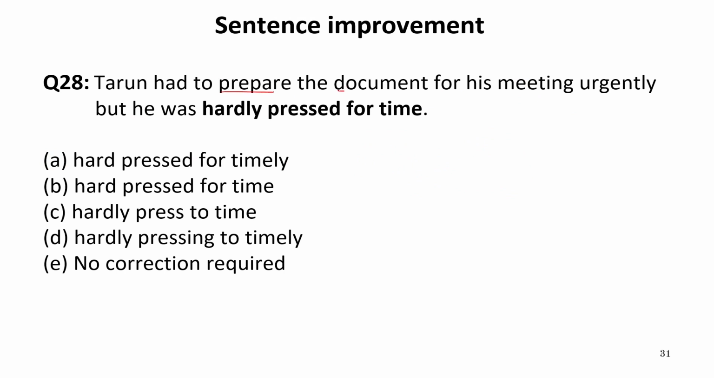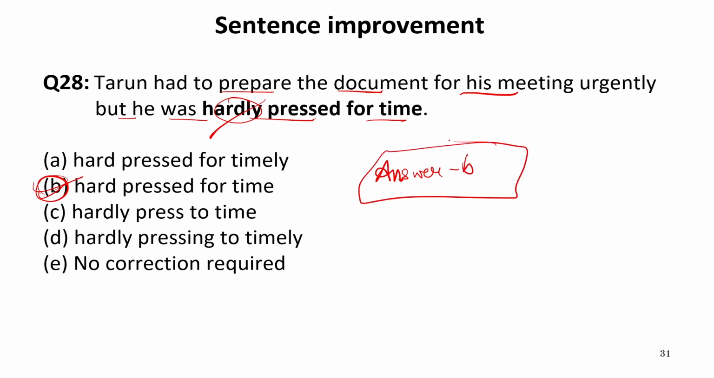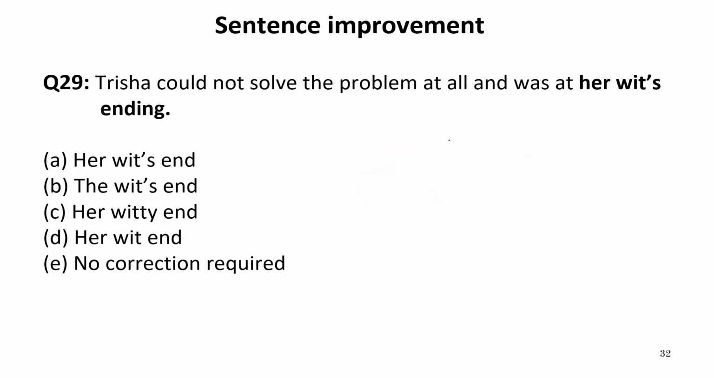Tarun had to prepare the document for his meeting urgently, but he was hardly pressed for time. It is not hardly pressed, it should be hard pressed. So let us see hard pressed for time. So our answer is B. Hard pressed means very busy. Very busy. So our answer is B. The required answer is B. Now let us move to the next one.